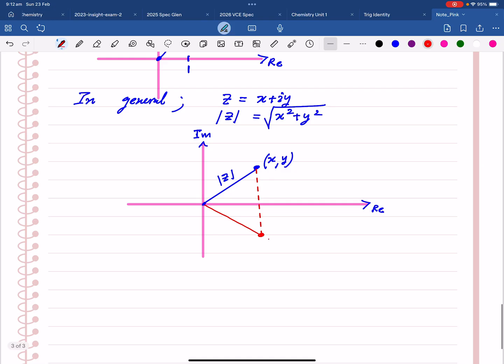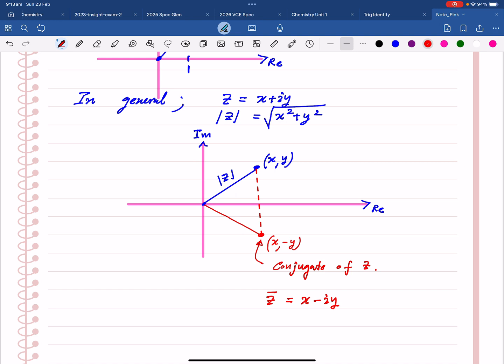Now, what is this coordinate here? x comma minus y, right? That mirror image is called the conjugate of z. So that is given by z bar. Conjugate of z. Right? Okay, and you know conjugates, right?